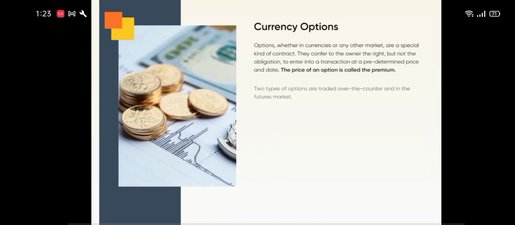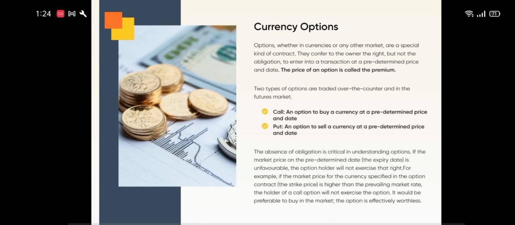Currency options. Options, whether in currencies or any other market, are a special kind of contract. They confer to the owner the right, but not the obligation, to enter into a transaction at a predetermined price and date. The price of an option is called the premium. Two types of options are traded over the counter and in the futures market. Call, an option to buy a currency at a predetermined price and date. Put, an option to sell a currency at a predetermined price and date.